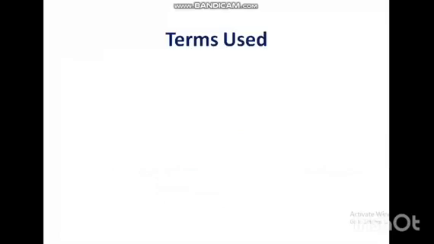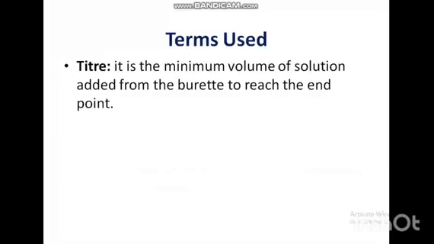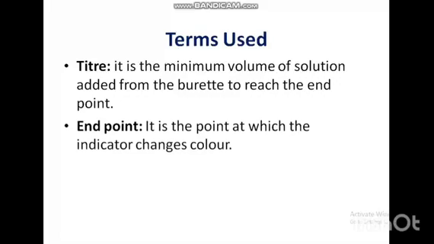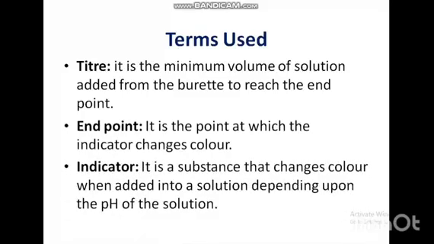Terms used in titration. You have the term called titer. It is the minimum volume of solution added from the burette to reach the endpoint. Endpoint. It is the point at which the indicator changes color. Indicator. It is a substance that changes color when added into a solution depending upon the pH of the solution.